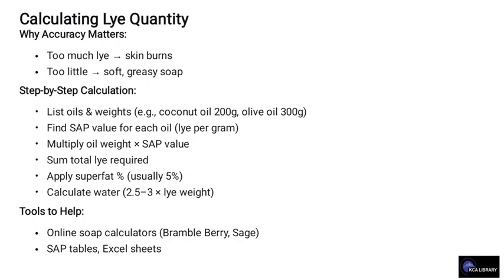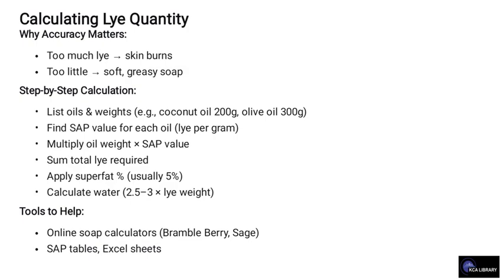How do you calculate lye quantity? Too much lye will lead to skin burns, and too little results in soft and greasy soap. So the steps for calculation include: you list your oils and you weigh the oils. For instance, coconut oil can be 200 grams, olive oil 300 grams. Then you find the saponification value for each oil. Each oil has its own saponification value, lye per gram.